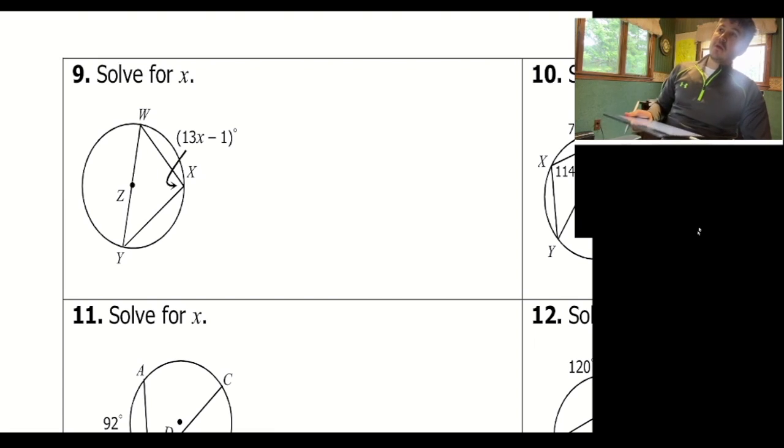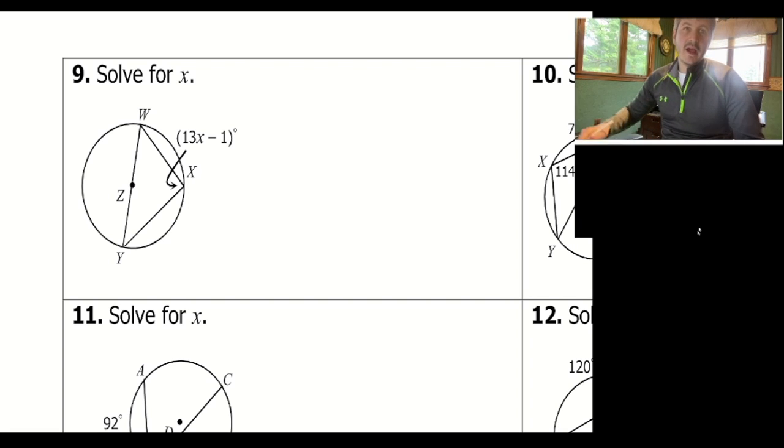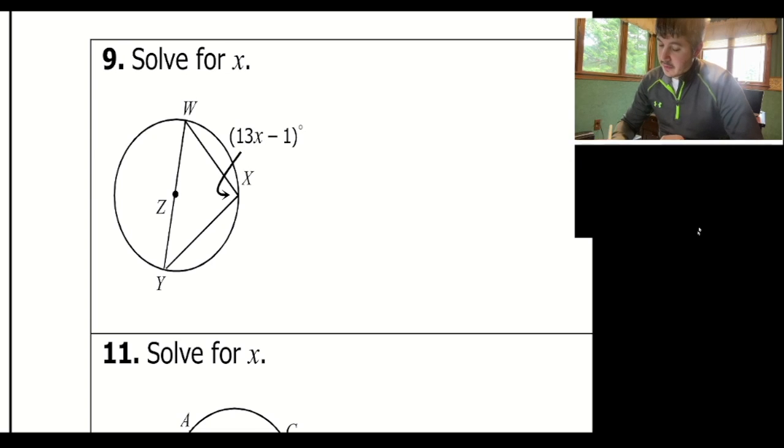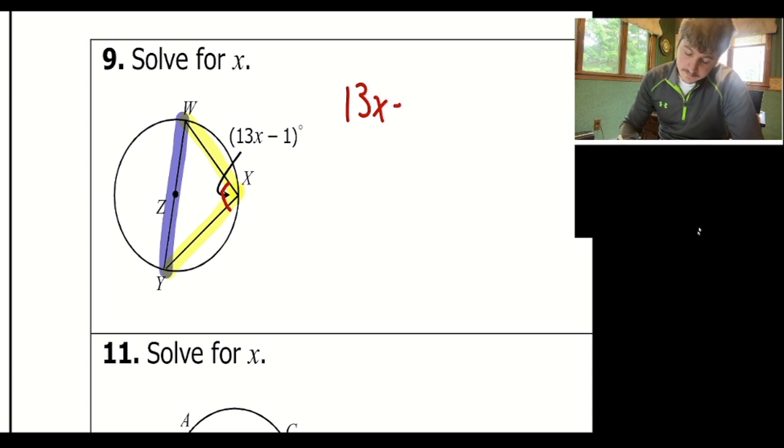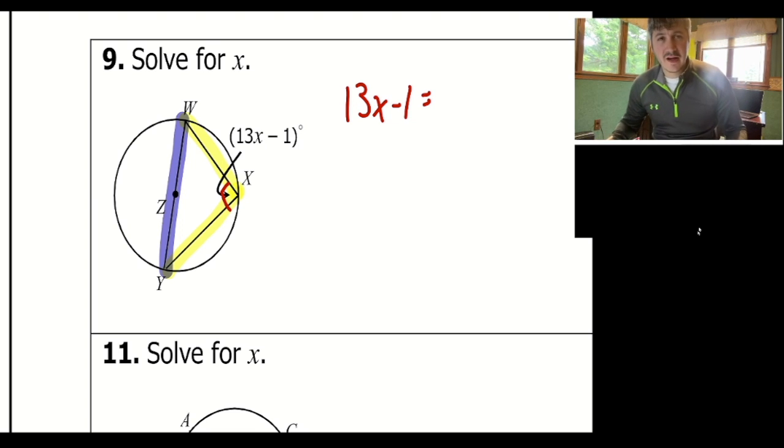All right, so in number 9, they just give you this 13x minus 1. If they just give you the 13x minus 1, no arcs, that's a good indication that usually you can figure something out on your own. And we definitely can, because the inscribed angle is going right across this diameter. That's the right angle. So the expression 13x minus 1 is actually pointing to a 90-degree angle. So we just take 13x minus 1 and set that equal to 90 degrees.